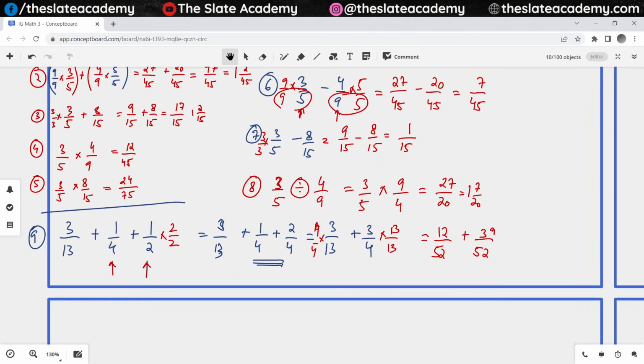So now their denominators are the same, and now I can add the two fractions. So this would give me 52 in the denominator and 51 by 52.